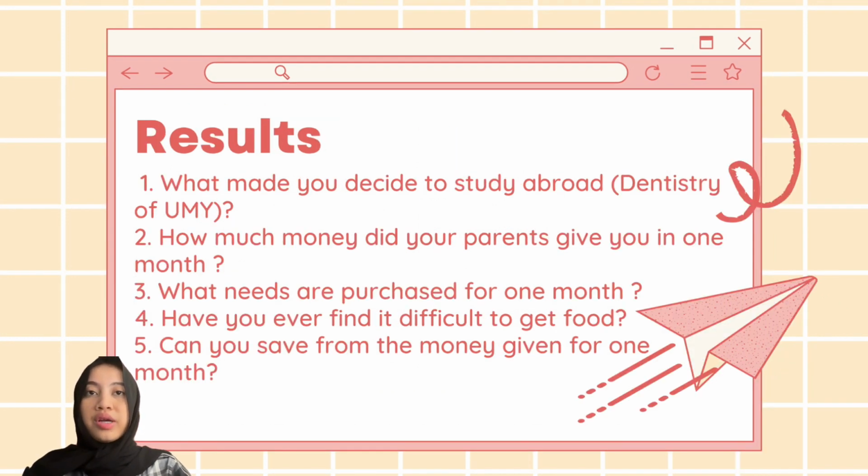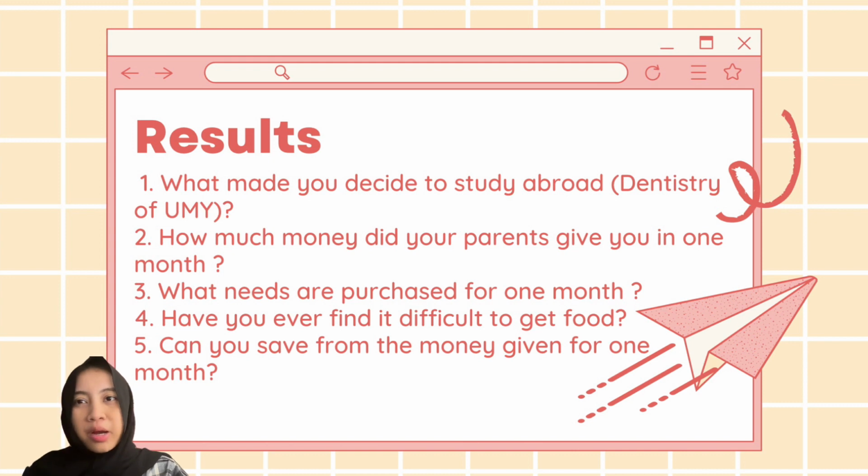So for the results, there are 10 open-ended questions. The first one is, what made you decide to study abroad? There were various answers, such as they love studying in Jogja, there is no dentistry department in their city, until one of them had already been an overseas student since high school. And then the second question, how much money did your parents give you in 1 month? One of my respondents didn't want to answer it because of privacy, but the rest of them said they have 2 million rupiah as an average nominal per month.